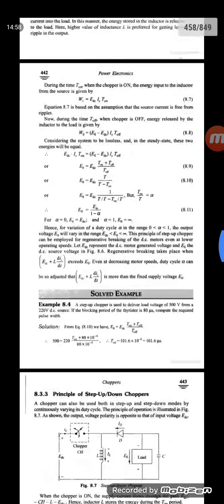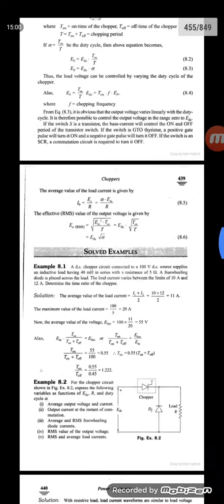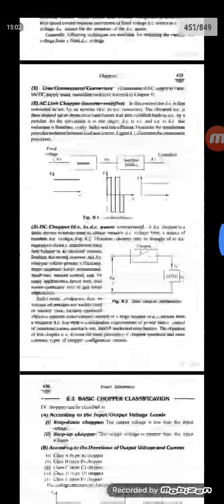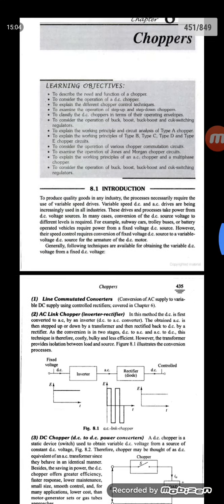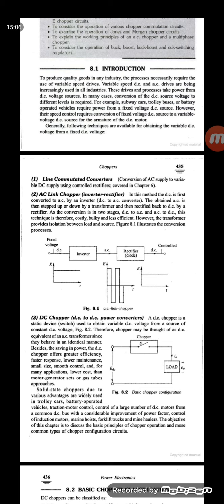So this is the story of the chopper. What is a chopper? It is a DC to DC conversion. It converts fixed DC to variable DC. When the output voltage is less than the input voltage, it is called a step down chopper or buck converter. When the output voltage is more than the input voltage, it is called a boost converter.